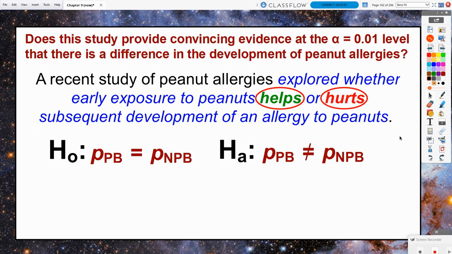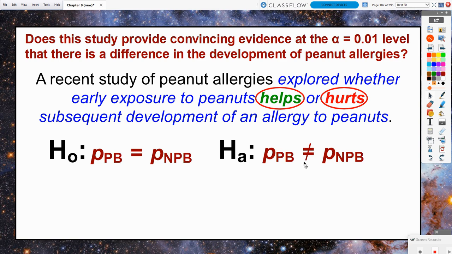Now, for the hypotheses, we're initially going to say that the null hypothesis is there's no difference. If you give a baby peanut butter or food with peanut butter versus food without peanut butter, they're still equally likely to develop allergies to peanuts later in life.